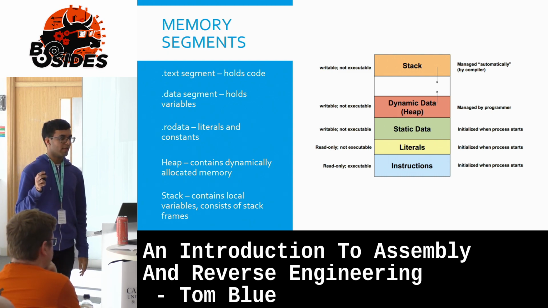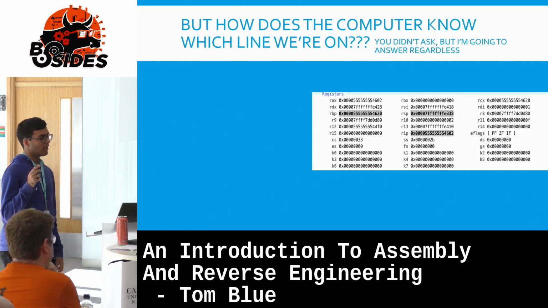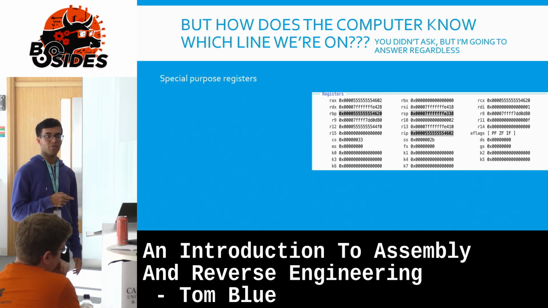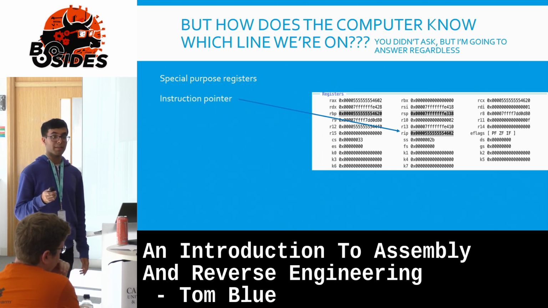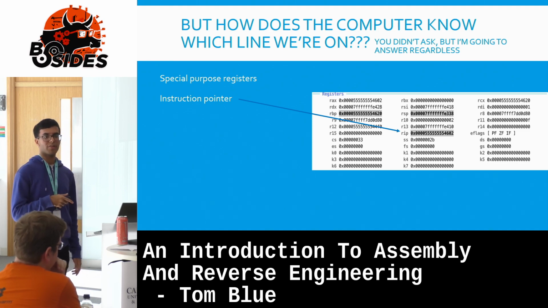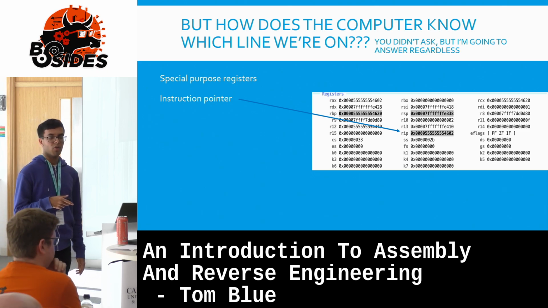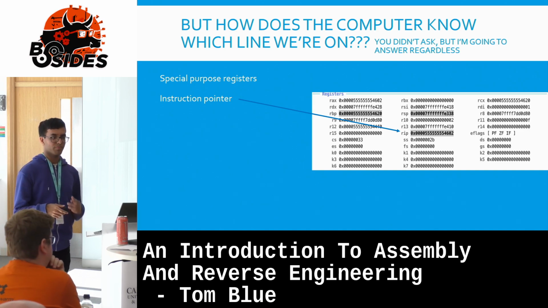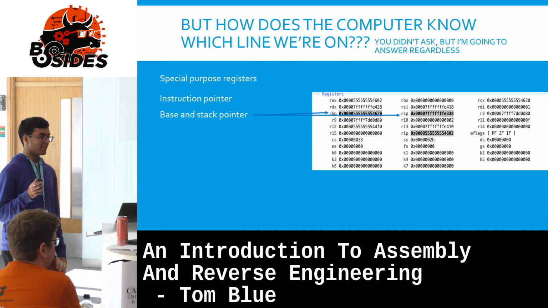So I've mentioned registers. However, there are a number of special purpose registers which are important for the execution of code. The most important one is probably the instruction pointer, which points at which instruction we're currently executing. This increments by one each time a line is run, and is altered by things like jump, return and call instructions. There's the base and the stack pointer. The base pointer points at the bottom of the stack, the stack pointer points at the top of the stack.